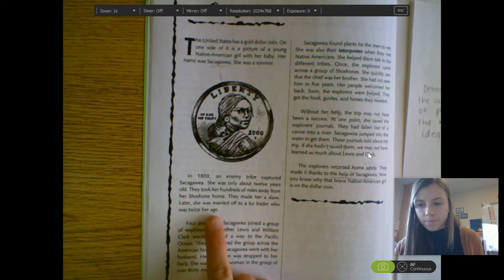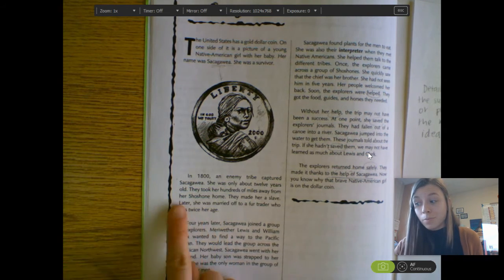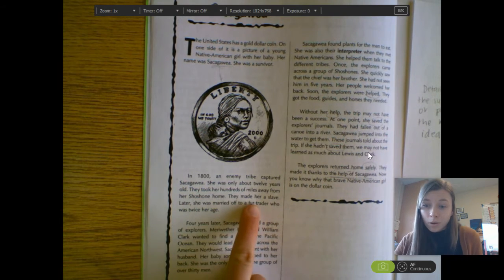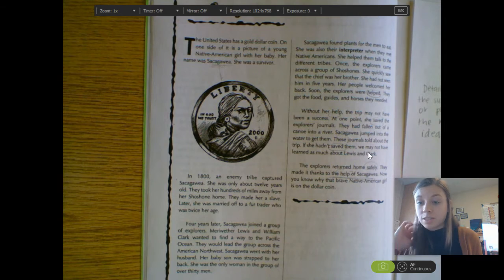was twice her age? That's not a great detail that supports my main idea, because is this talking about her helping someone or saving someone or making a difference in their life? No, so I wouldn't want to use that detail in there. Even though it's about Sacagawea, it's not an important detail that supports my main idea about her helping people.